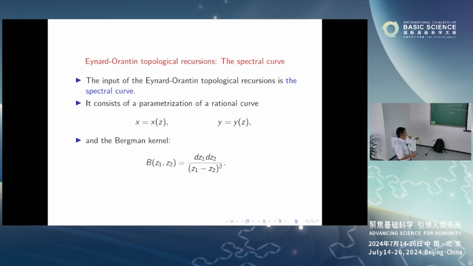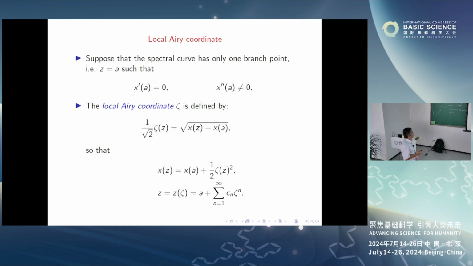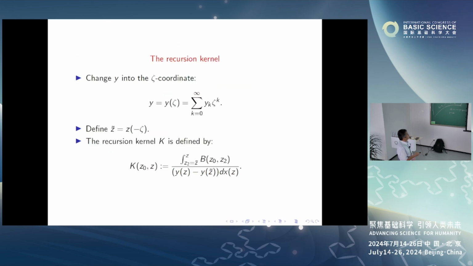They lie on a plane, the XY plane, and these are specified by this parametrization. And the second input is the so-called Bergman kernel. In this case, the rational curve is the simplest, and the Bergman kernel is given by this. Then you assume that the spectral curve has only one branch point. That means X is a Morse function in z. Then you can expand this X in terms of something called local Airy coordinates, and you also expand Y into the local Airy coordinates, and you can define something called the recursion kernel K here, using the Bergman kernel, and also there is an involution.